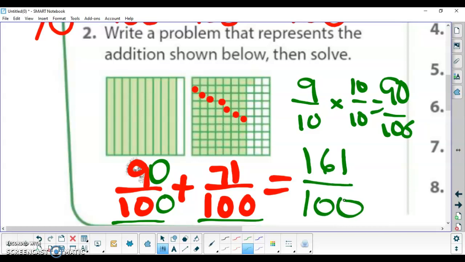A fraction greater than 1. So 161/100ths is correct, but I do want to change that into a mixed number. How many 100s are in 161? 1. How many left over? 61/100. So 1 and 61/100ths.